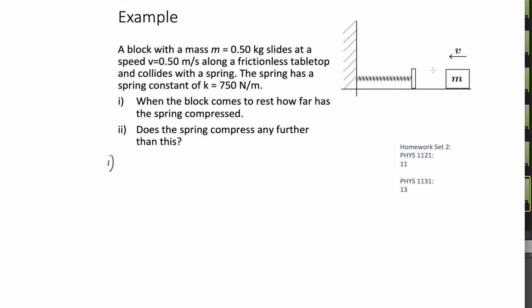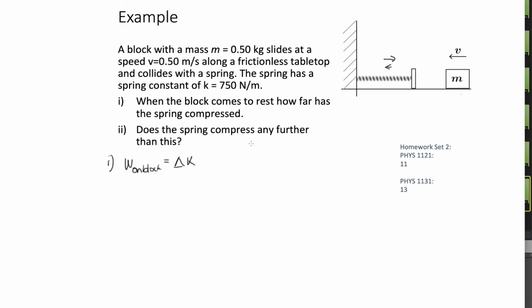Okay, so now we need to think about the work being done on the block, and that's going to be equal to its change in kinetic energy. So the work done on the block is equal to the change in kinetic energy of the block. Now, the work is done on the block by the spring here. So the spring is pushing the block back this way while the block itself is moving this way. So the displacement and the force are in the opposite direction. So the work done on the block is going to be negative.